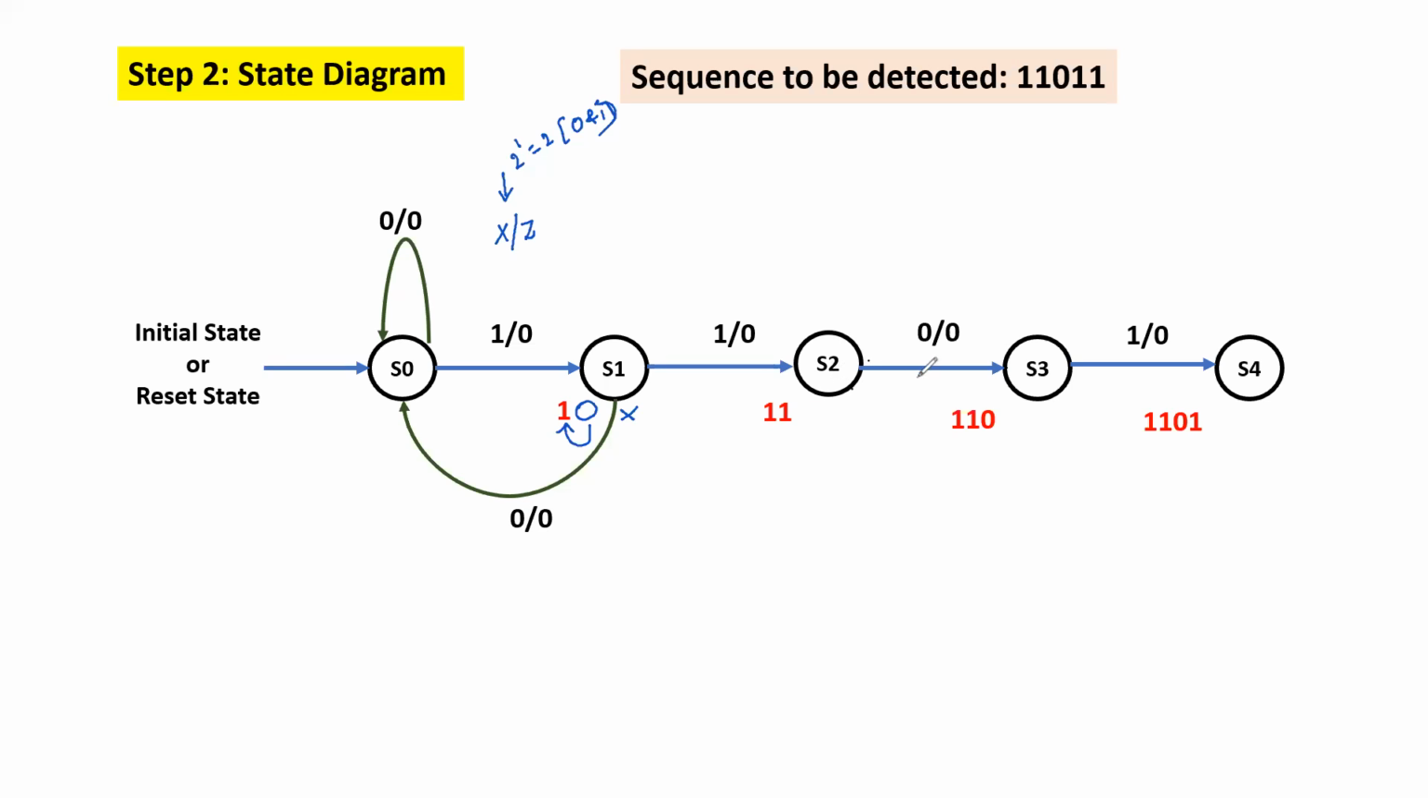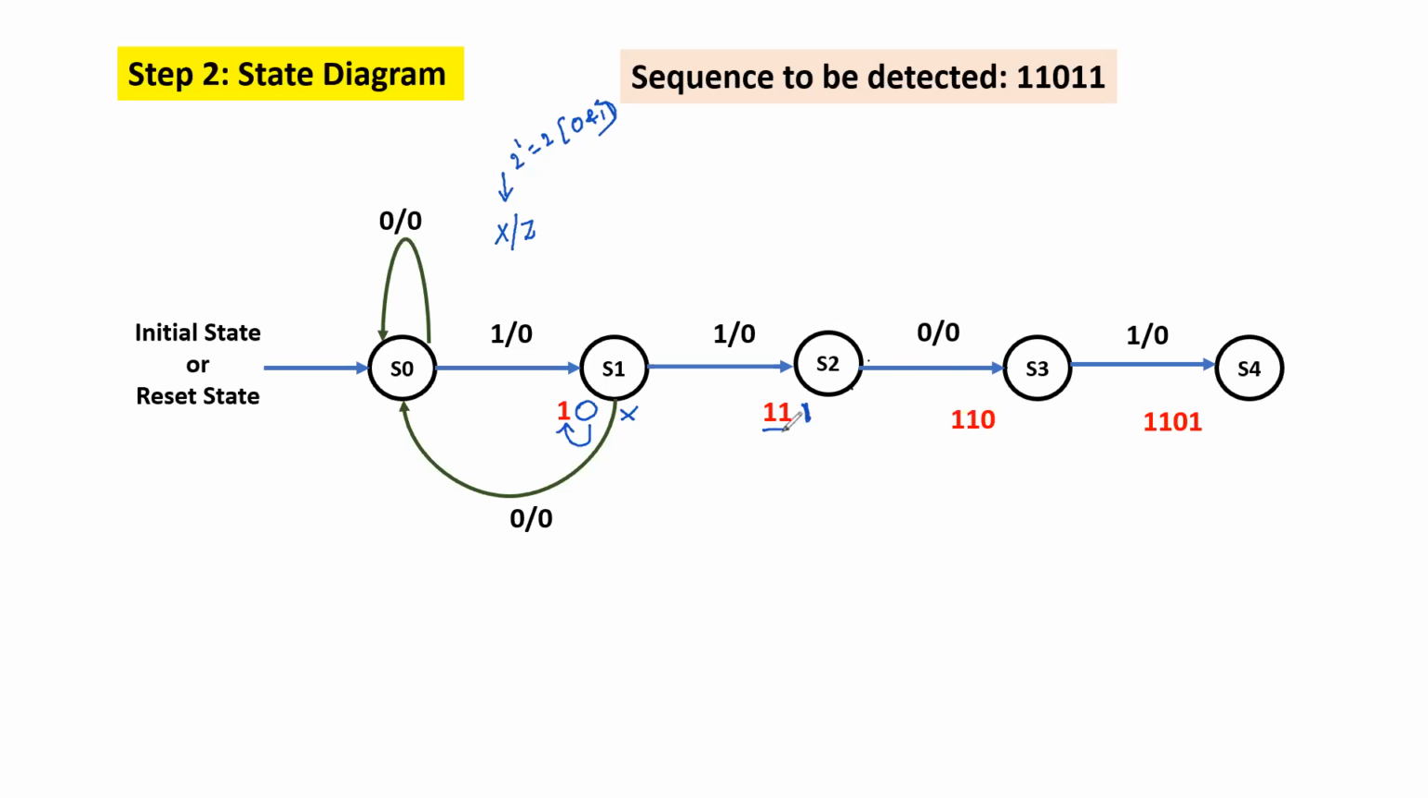Similarly, for S2. For S2, the input bits are 1, 1. And when x equal to 0, it goes to S3. Now, we should find for x equal to 1, so we should place 1 at this place. Now, we should check whether S2 goes to self-state or not.